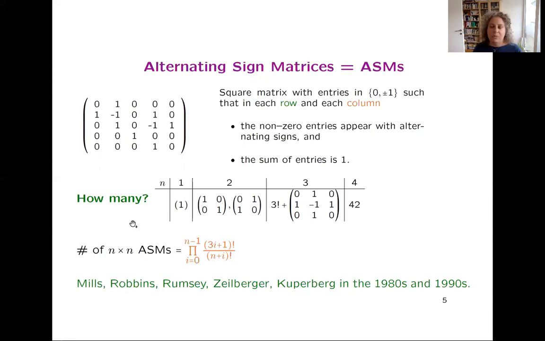Of course, every permutation matrix is an alternating sign matrix. And the smallest alternating sign matrix that is not a permutation matrix is this one of order 3 that has a -1 in the center. It is known that the number of n times n alternating sign matrices is given by this simple formula. All proofs of this formula are actually quite complicated.